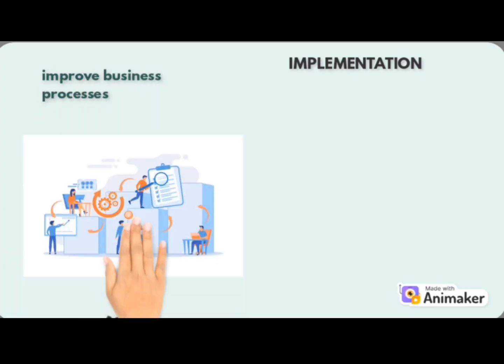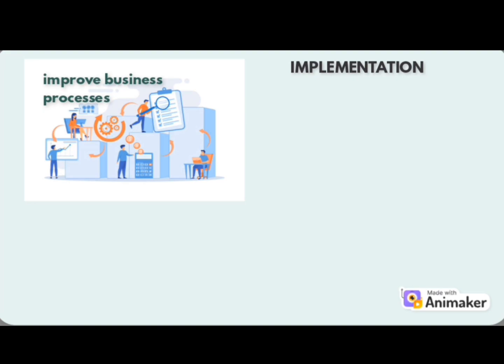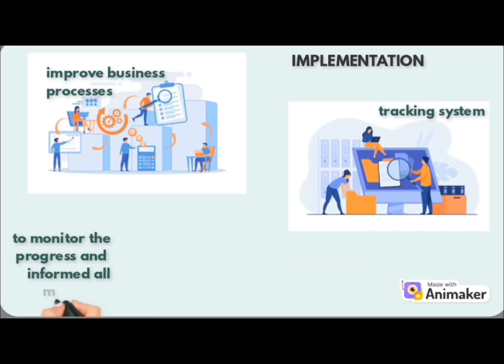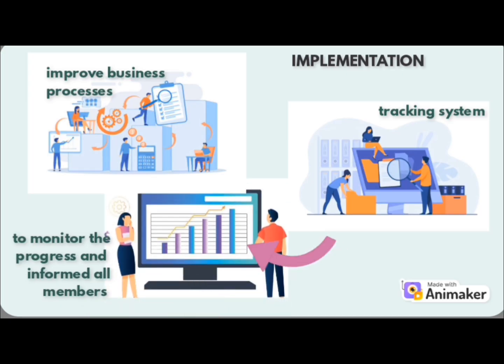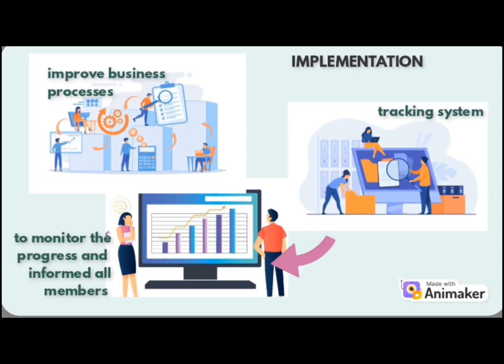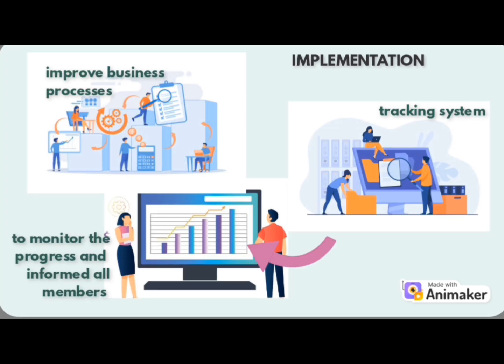Implementation. This is the phase where projects and initiatives can begin. These initiatives may look to improve business processes, for example, or at addressing the organization's working culture. It is crucial here to put in place a tracking system in order to monitor the progress of the change initiatives and learn about any adjustments required to keep the change process on course. Moreover, keeping all the members of the organization informed and, where possible, involved is very important for the success of the change process.